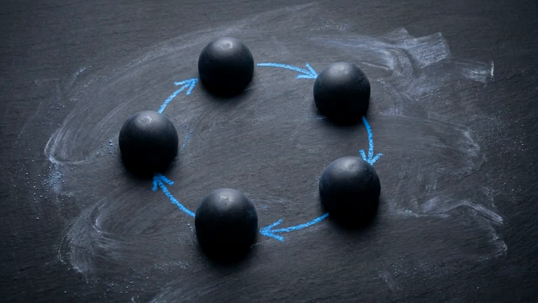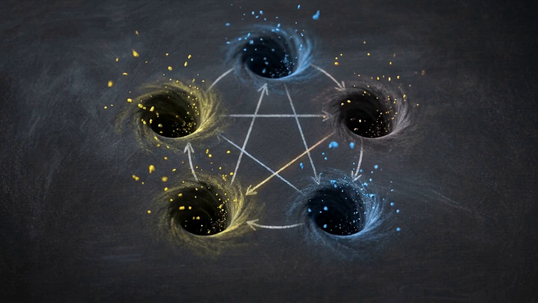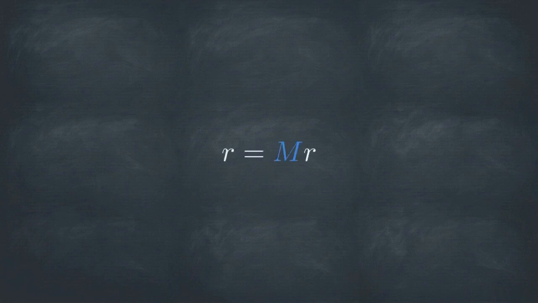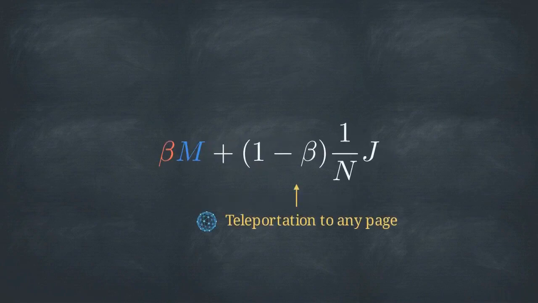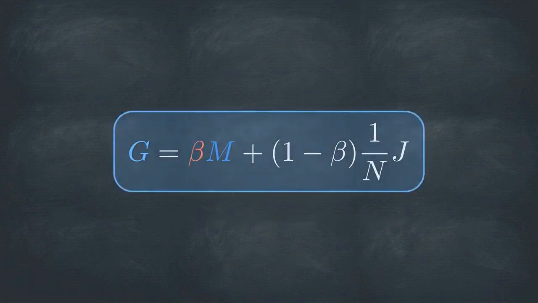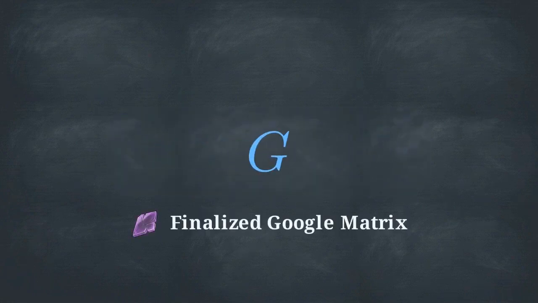However, the raw web graph contains anomalies, like spider traps, clusters of nodes with no outbound links. In a pure Markov chain, these dead ends absorb all probability, preventing the matrix from converging. The solution is a mathematical escape route, the damping factor, beta. It introduces a teleportation probability, simulating a surfer jumping to a random URL. Combining the transition matrix with this factor produces the finalized Google matrix.